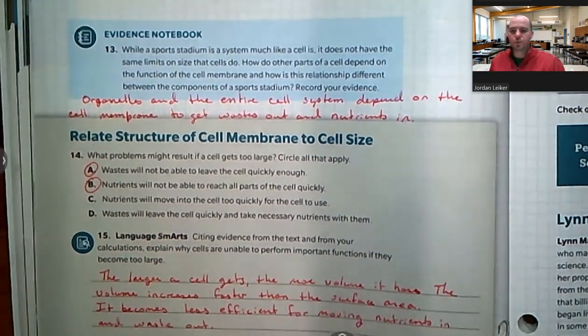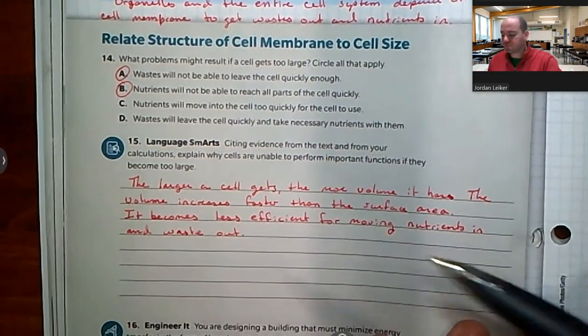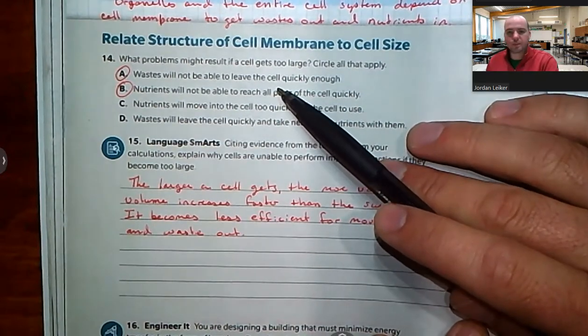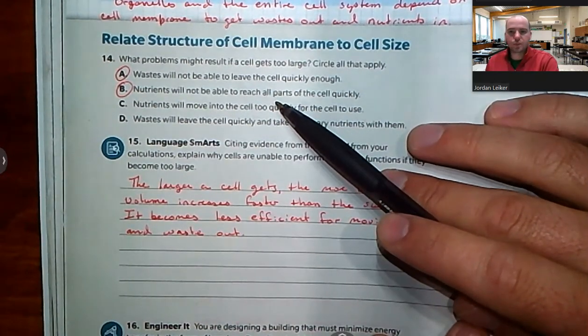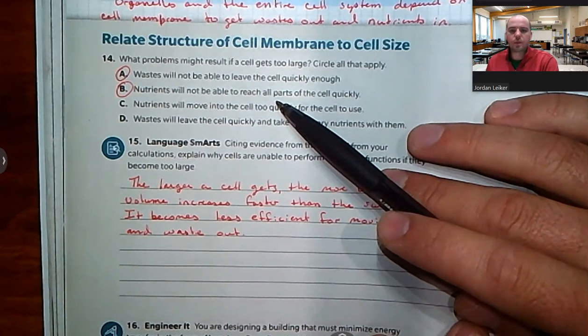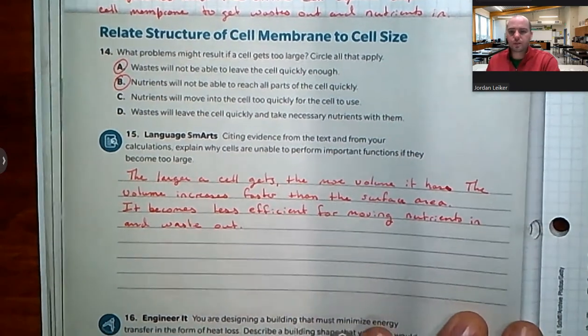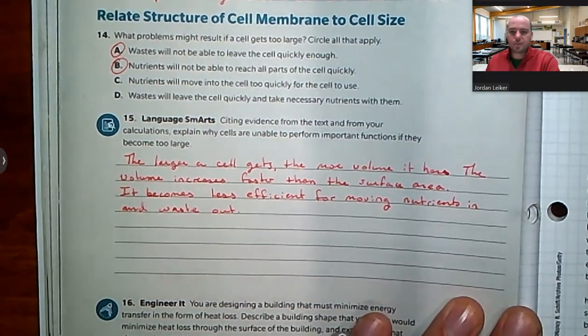And so what problems would result if a cell gets too large? Waste would not be able to leave the cell quickly enough. Nutrients would not be able to reach all parts of the cell quickly. Okay? So if we were citing evidence from our text, maybe some calculations, explain why cells are unable to perform important functions as they get too large.